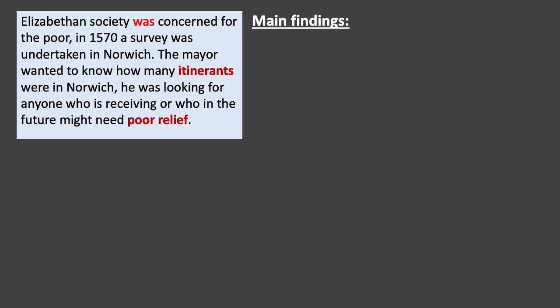As the Elizabethan era comes to an end, they want to do a little survey in Norwich to find out how many itinerants and how many vagabonds there are. They're basically looking to find out what's going on, who's getting poor relief, and who might need to get poor relief. So, quite a modern idea for a government to do, really.